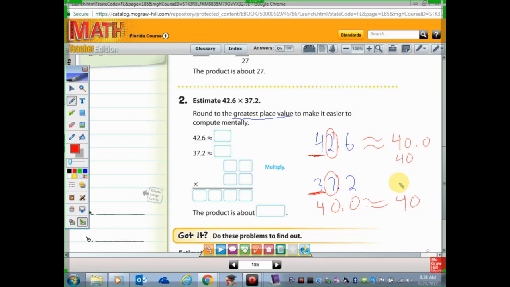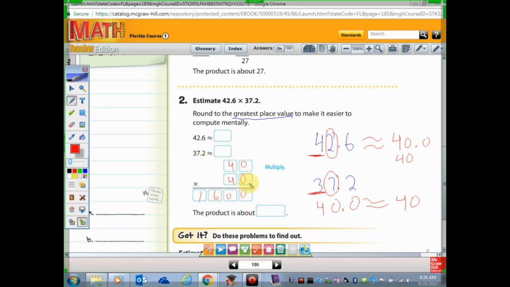So now when we come back over here to multiply it out, I have 40 times 40. And anytime you're multiplying stuff that's got zeros on it, that it's a multiple of 10, you can, if it's 40 times 30 or 40 times 20 or 40 times 10, or in this case 40 times 40, 4 times 4 we know is 16, and then we have 2 zeros. So it's going to be 1600.